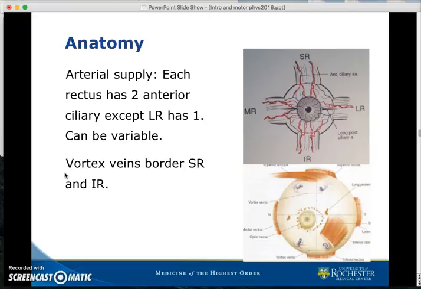Okay, so the vascular supply of the muscles is important because the anterior segment, the cornea, the iris, the lens, has its blood supply from the anterior ciliary vessels. Each rectus muscle, the superior rectus, inferior rectus, and medial rectus, has two anterior ciliary arteries. The lateral rectus typically only has one, but this can be variable. The vortex veins, when you're operating surgically, are to the sides of the superior rectus and inferior rectus, probably about 10 to 12 millimeters back. So don't hook really deeply because you might hook the vortex veins, and they tend to bleed a lot.